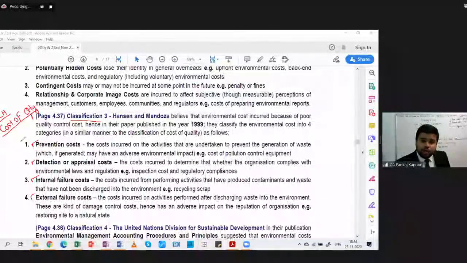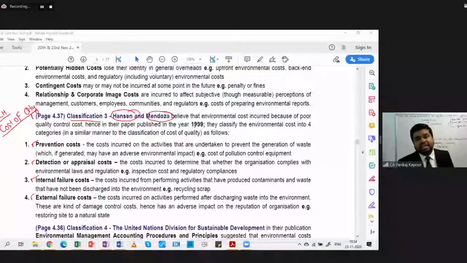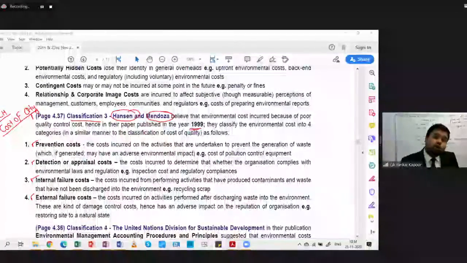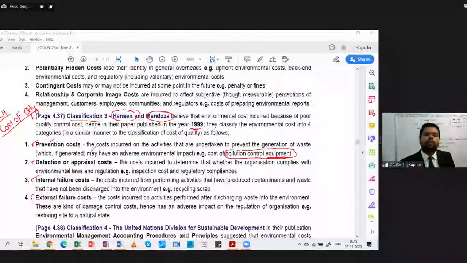Using the same knowledge base, these two researchers, Mr. Hansen and Mr. Mendoza, in the year 1999, said that the cost related to the environment can also be categorized into 4 categories. The first category is the prevention cost. Some company installs a water treatment plant, then obviously the cost of purchase of the water treatment plant or the pollution control equipment will be considered as prevention cost.